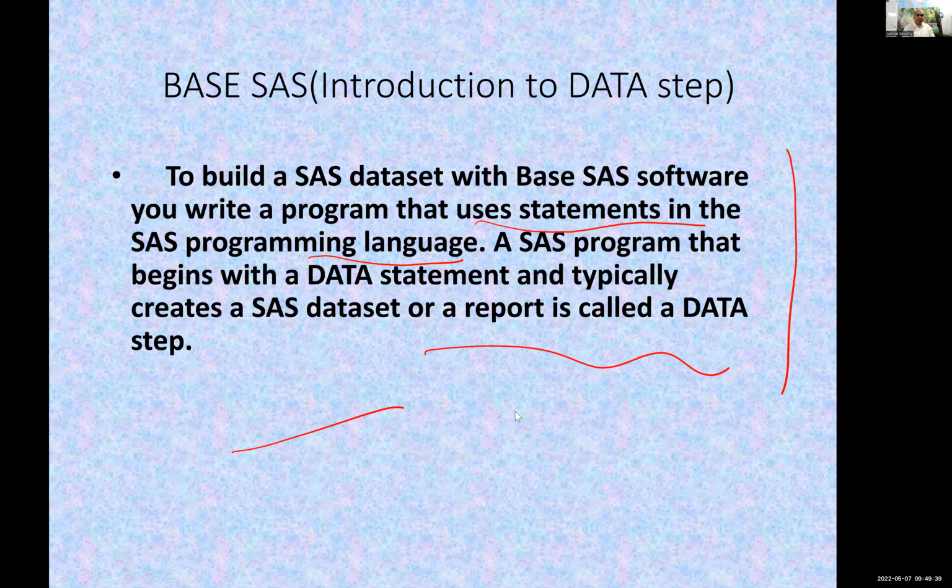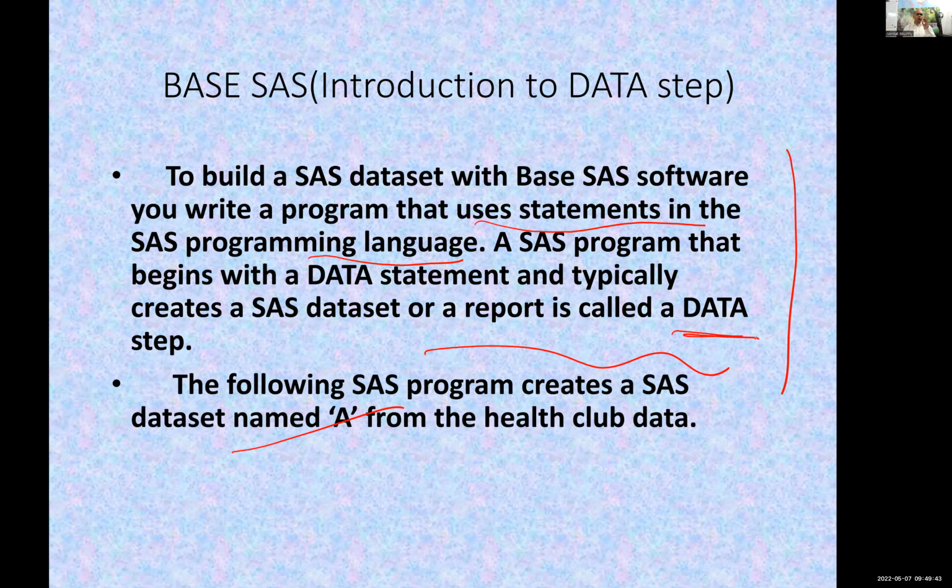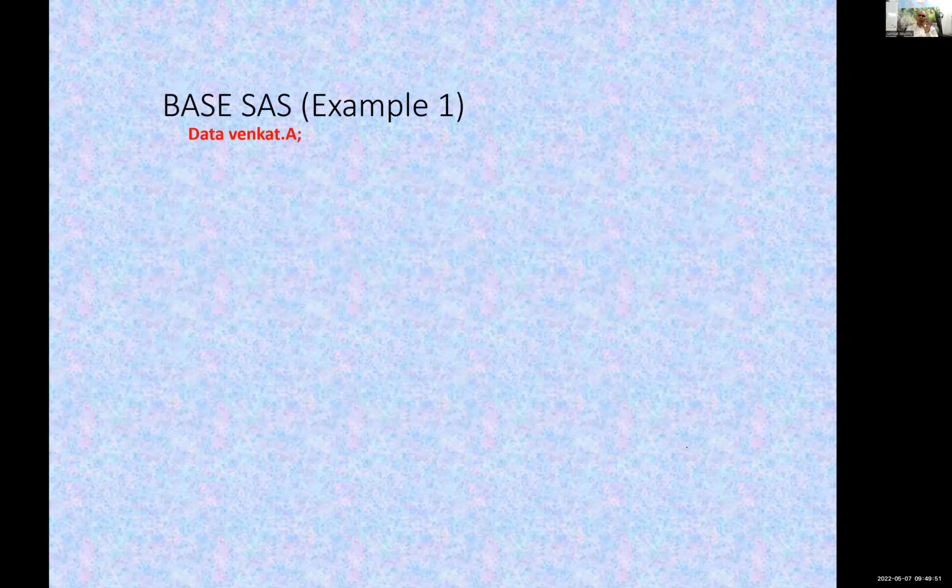Okay, so what exactly does a data step mean? The following SAS program creates a SAS data set named A from the health club data. I have a small example here. Data Venkat.A; input ID number in 1 to 4 positions. The next one is name. It contains a dollar symbol. See, the dollar symbol. ID doesn't have a dollar symbol.